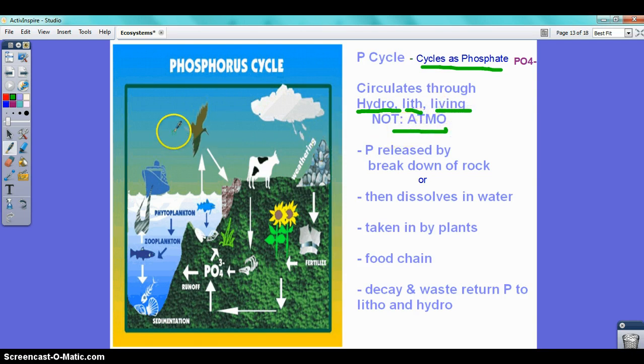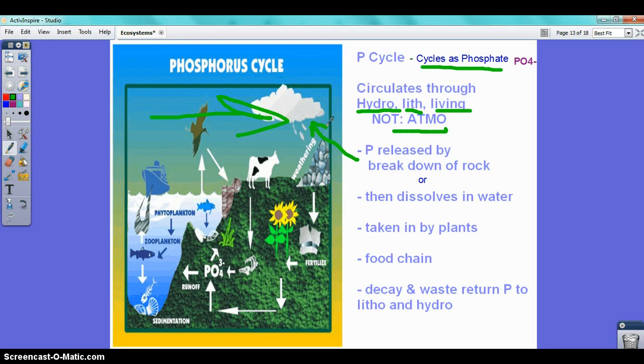So if you look at this picture, even though you see weathering kind of starts it, phosphate or any part of phosphorus never hits this area over here. So how does it start? Or what starting point are we going to start with? Phosphorus is released through the breakdown of rock. And the breakdown of rock occurs through weathering.